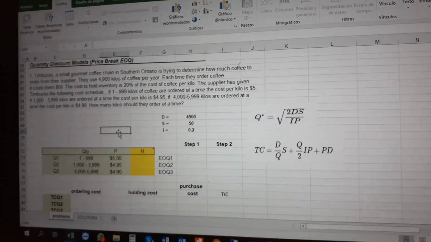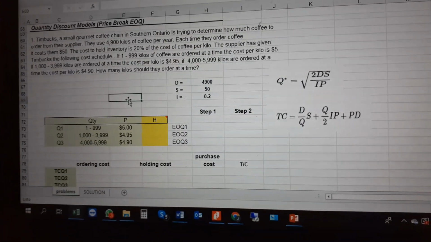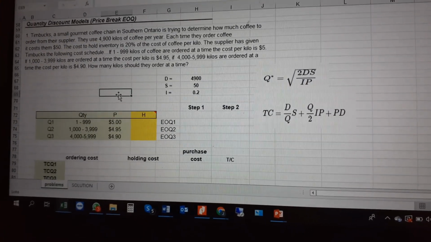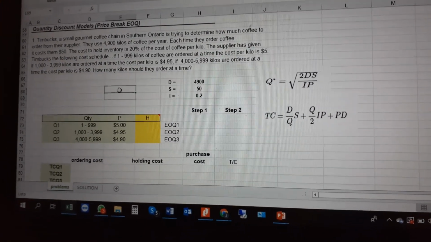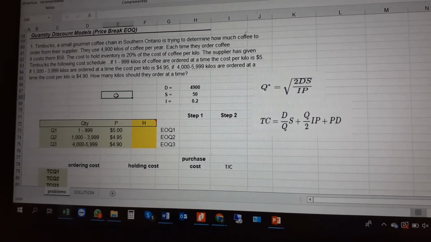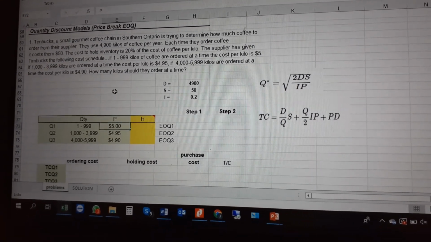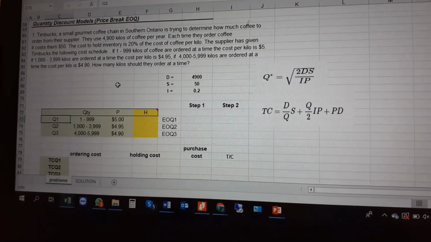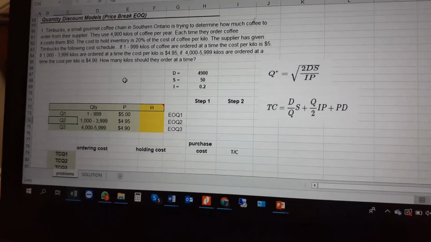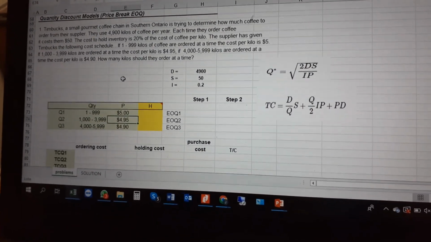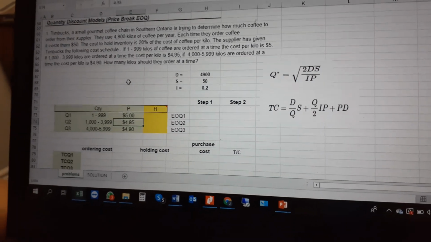Well, this is the second exercise of Unit 6 about managing inventory. This is quantity discount models. The aim of this kind of exercise is to identify which is the best quantity to buy, because the provider has different offers for the company. According to the quantity, the price is going to be lower. The higher the quantity, the lower the price.